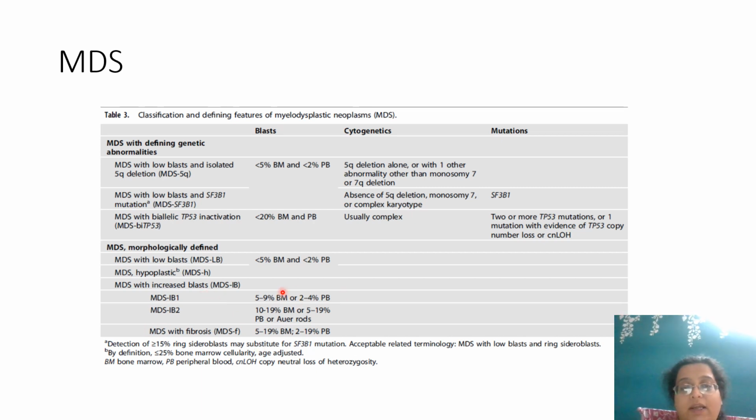IB1, 5 to 9% in bone marrow, 2 to 4% in peripheral smear. So EB has become IB. Fibrosis, 5 to 19% in bone marrow, 2 to 19% in peripheral. So terminologies have been mixed up as far as MDS is concerned.